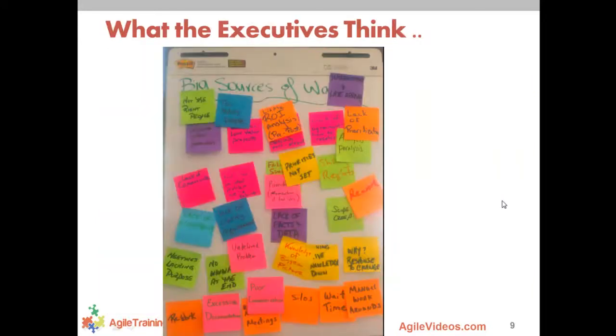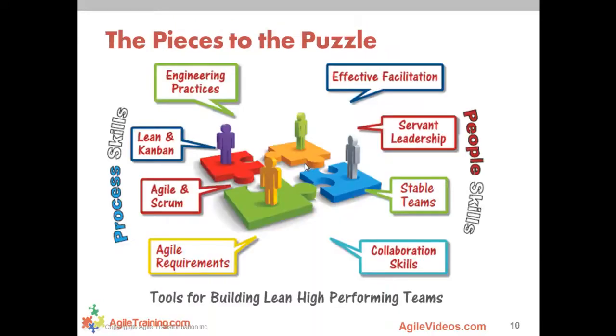I also like to do this workshop with executives, and this was a group of CEO, CIO, C-executives, and when you look at this, they pretty much said the same thing. Their big sources of waste were knowledge of the bigger picture, undefined problem, lack of clarity, lack of communication, too many people in the meetings. So we're all on the same page here, including executive level.